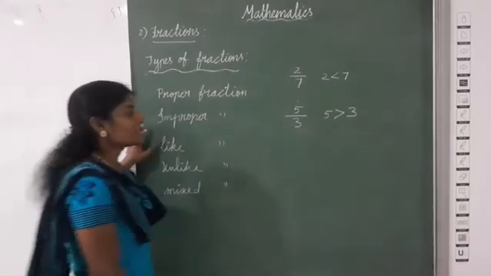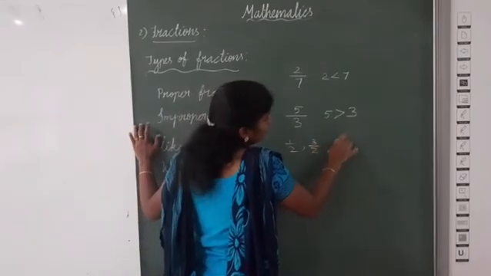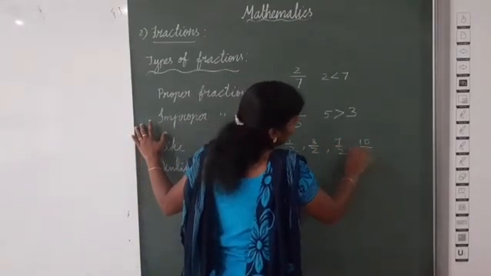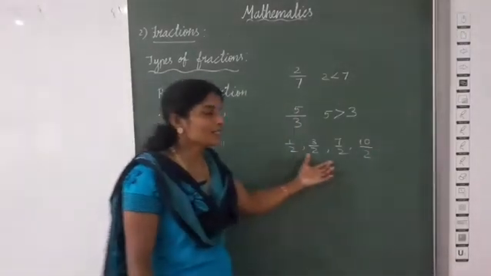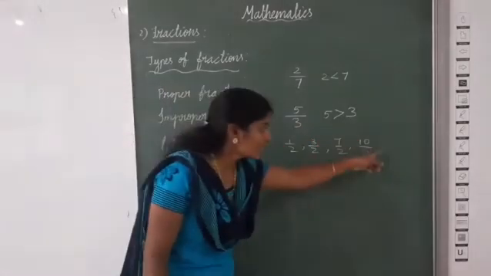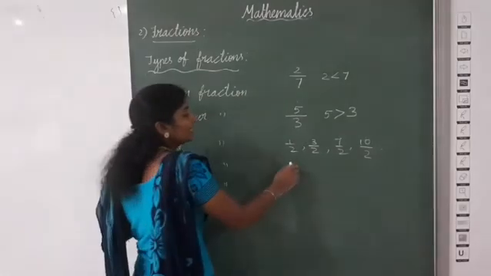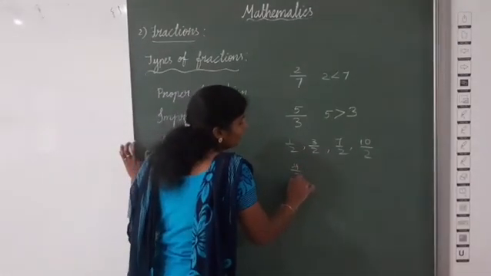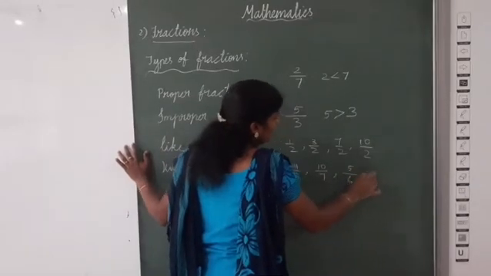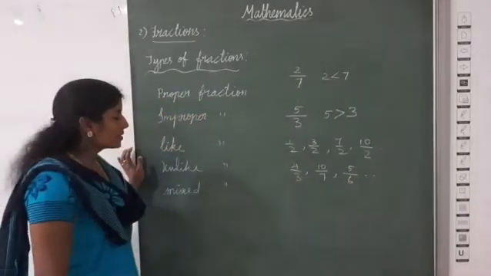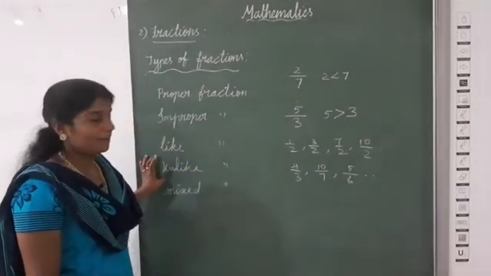Okay. Then like fractions means 1 by 2, 3 by 2, 7 by 2, 10 by 2, like this. Here the denominators are the same, so these fractions are called like fractions. Unlike fractions means different denominators: 4 by 3, 10 by 7, 5 by 6, etc. Here the denominators are different, so we can say these fractions are called unlike fractions.